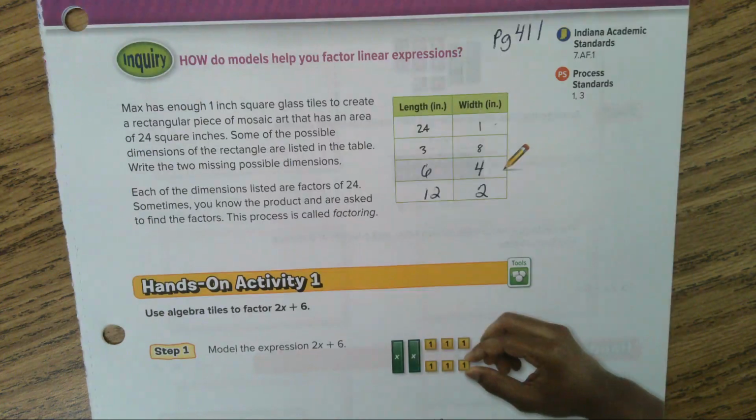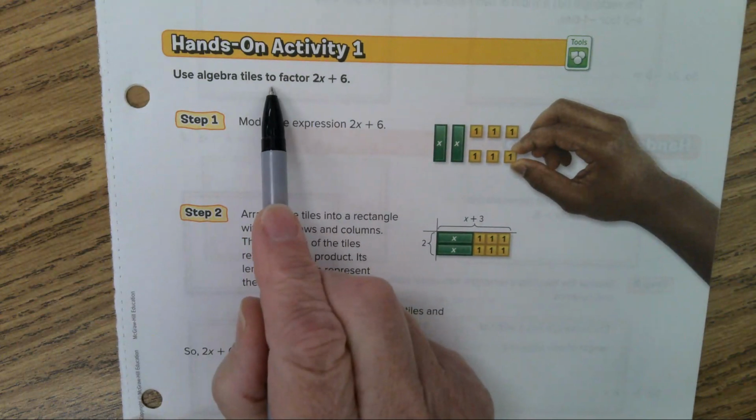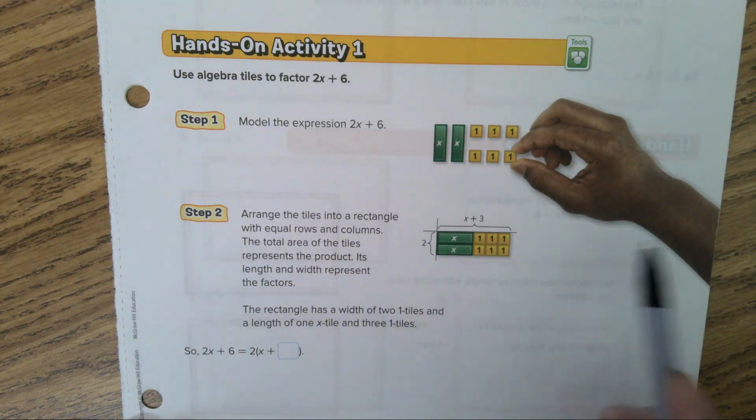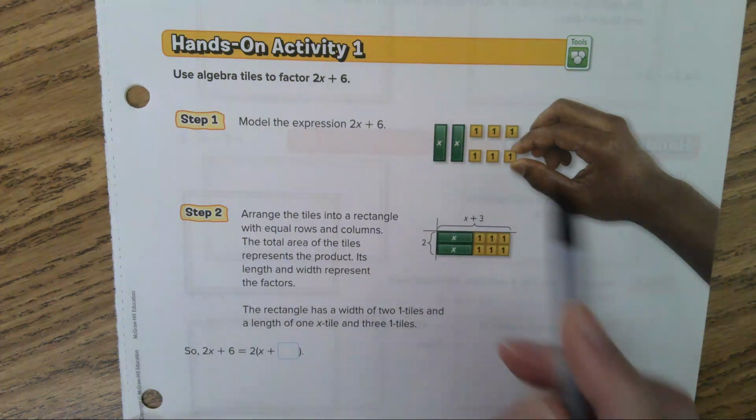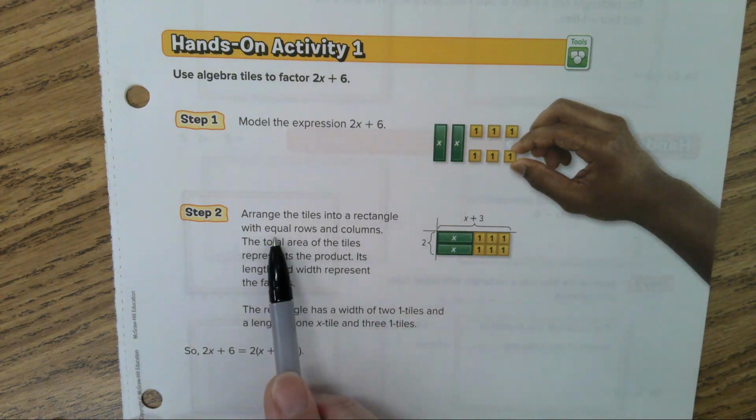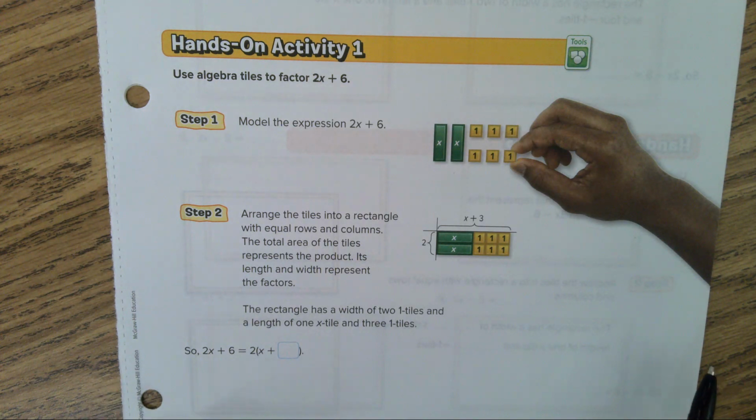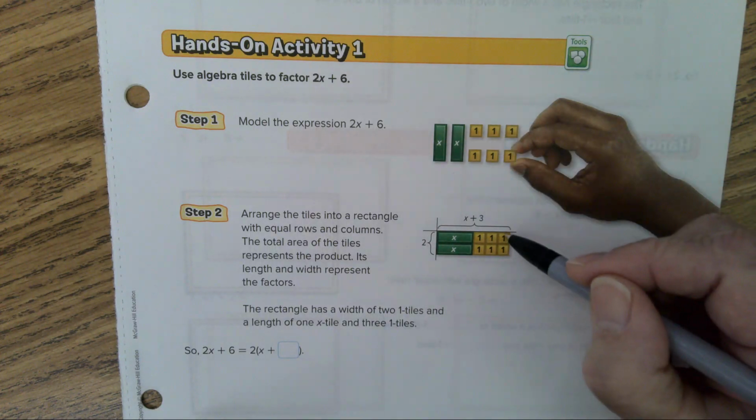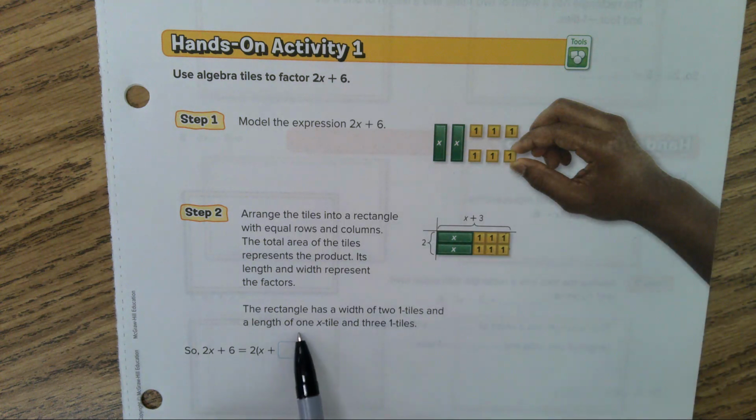Now we're going to look at the hands-on activity. Use algebra tiles to factor 2x plus 6. Well, they have 2 of the x bars and 6 of the singles. It says arrange the tiles into a rectangle with equal rows and columns. Okay, they did that there. The total area of the tiles represents the product. Its length and width represent the factors. Now, the rectangle has a width of 2 tiles and a length of 1 x tile and 3 1 tiles.